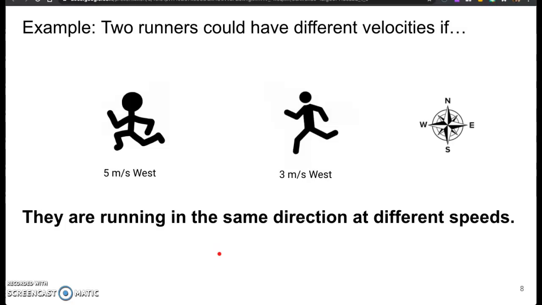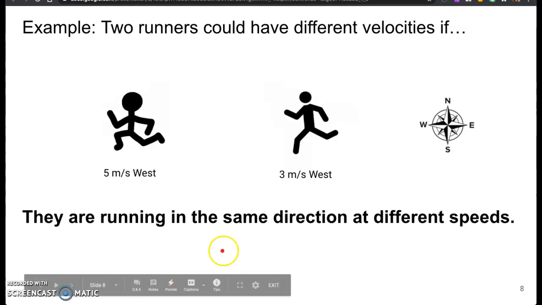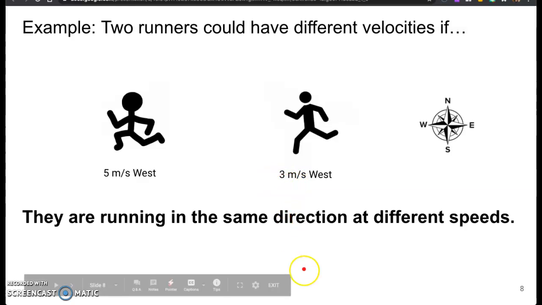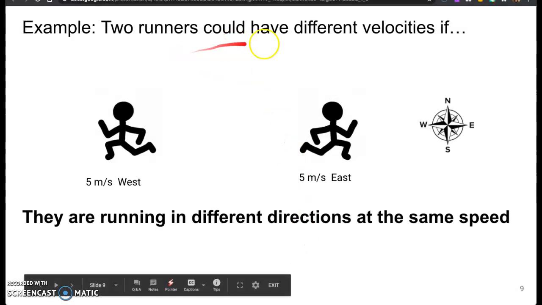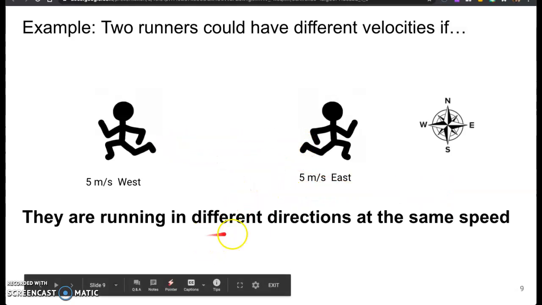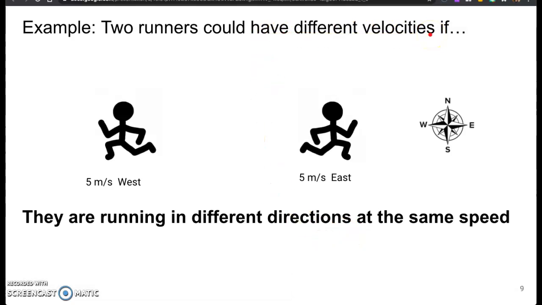So for example, two runners can have different velocities if they're running in the same direction but at different speeds. These two runners are both running west, but this runner is a little bit faster than the runner behind him. You could also have different velocities if two runners are running in different directions at the same speed. So they're both running at 5 meters per second, but this runner is running west and this runner is running east, totally opposite from each other. Because the different direction is there, they have a different velocity.